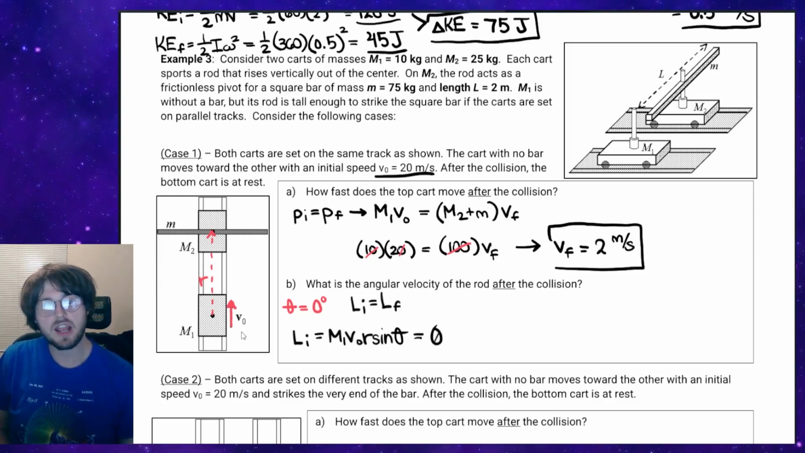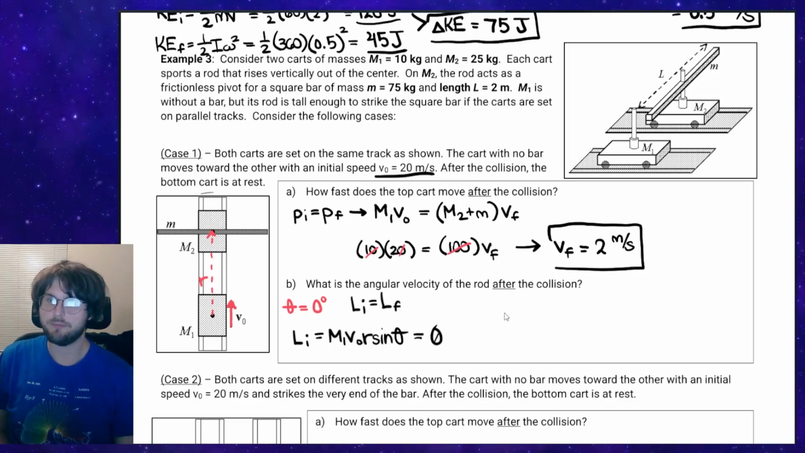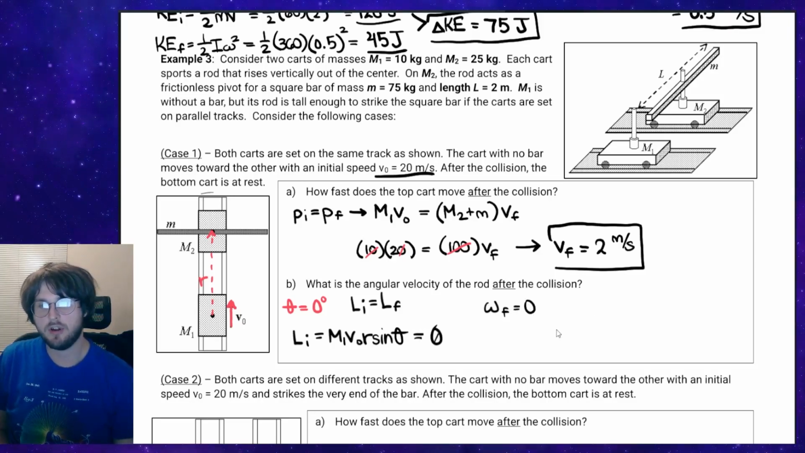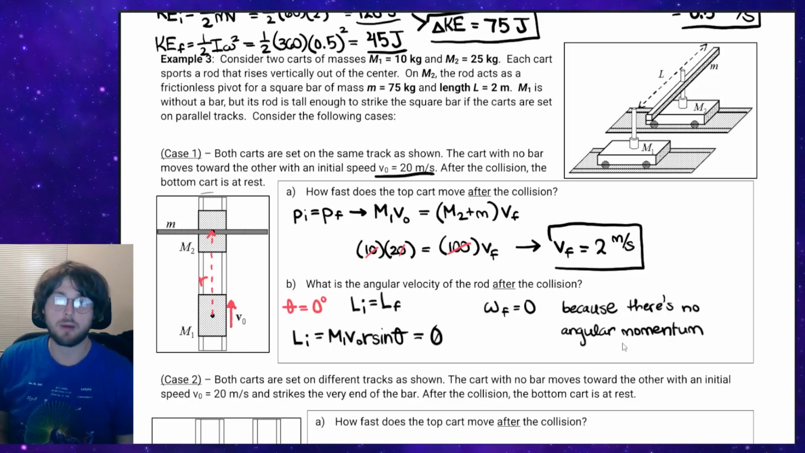Well, if we don't have any angular momentum at the start, it doesn't really make sense how we could have any angular momentum in the final case. And if that's the case, this rod isn't going to rotate at all. So you could simply say that the angular velocity is going to be 0 after the collision because there's no angular momentum in this problem. And you could really stop it there.